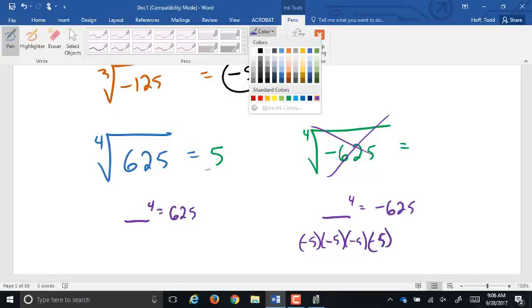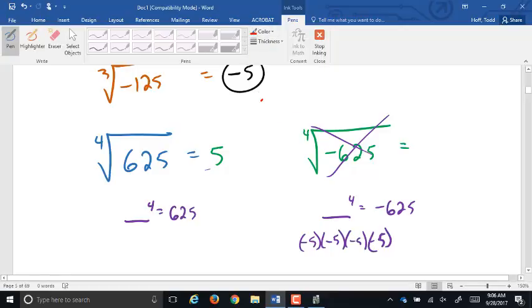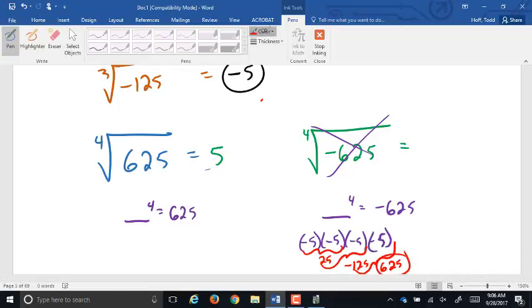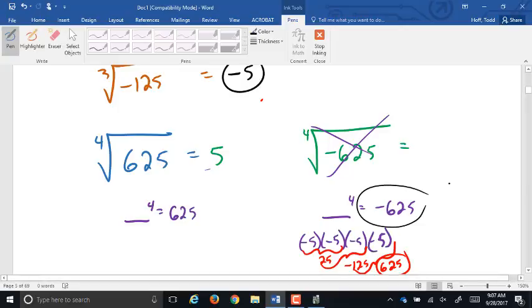Well, negative 5 times negative 5 is a positive 25. Times the negative 5 is a negative 125. Times another negative 5 is 625. So it is positive. So there is nothing that you can take to a fourth power that's going to give you a negative result. So yes, you have it right on the head there. You cannot do an even root of a negative number. You can only do odd roots of negative numbers.